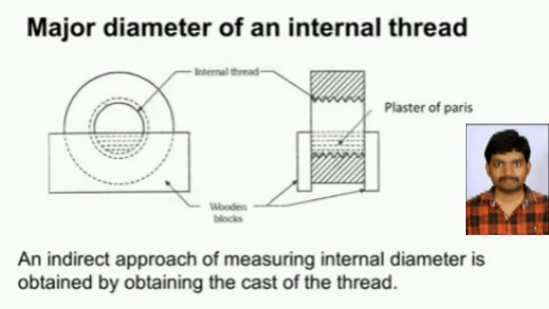For this, we use a method called the casting method. We can see this diagram. There is a workpiece having internal threads whose major diameter is to be measured. Now we have to take a replica of the internal thread. So how do we get the replica of the internal thread? You can see this arrangement.